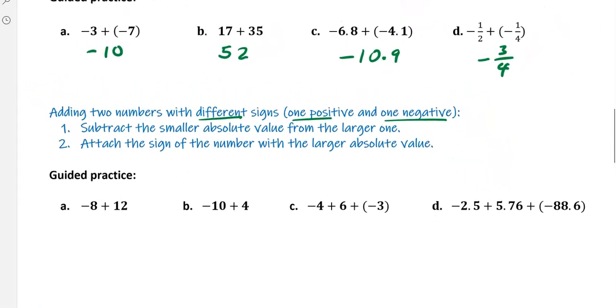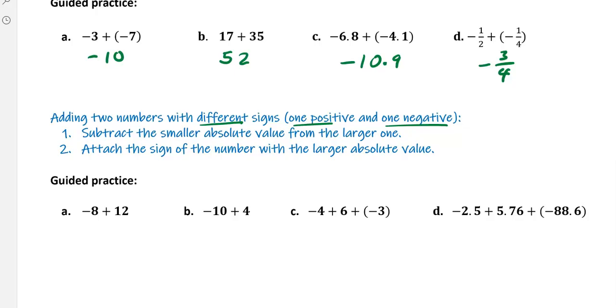Let's zoom in here just a little bit. Okay, there we go. All right, so -8 plus 12. They have different signs. One's positive, one is negative. I'm going to do 12 minus 8. 12 minus 8 is 4. The larger absolute value is positive, so my answer is positive. Check.